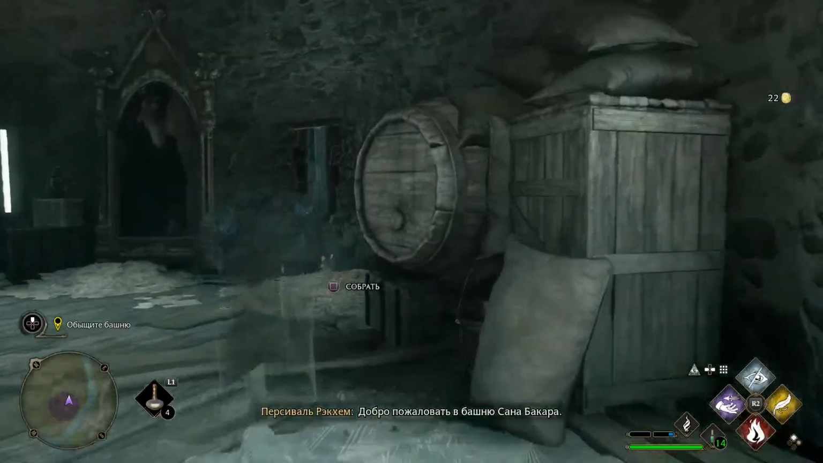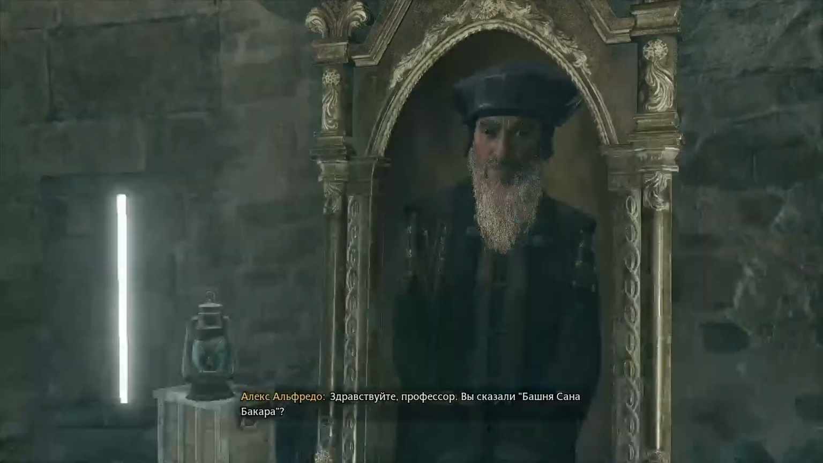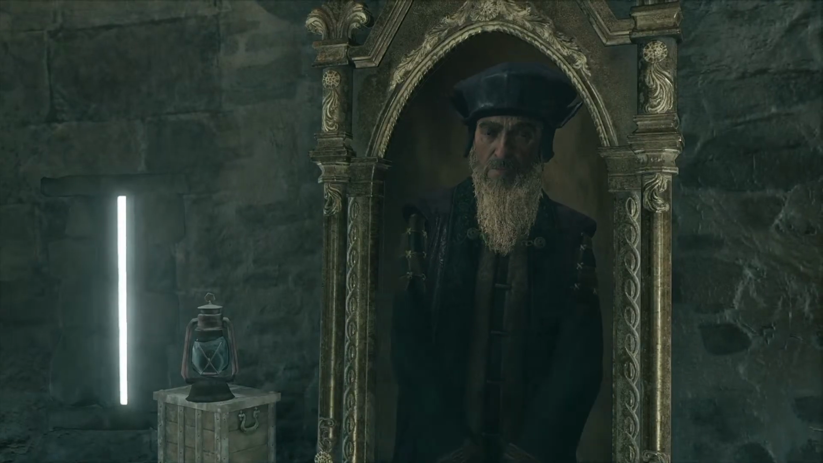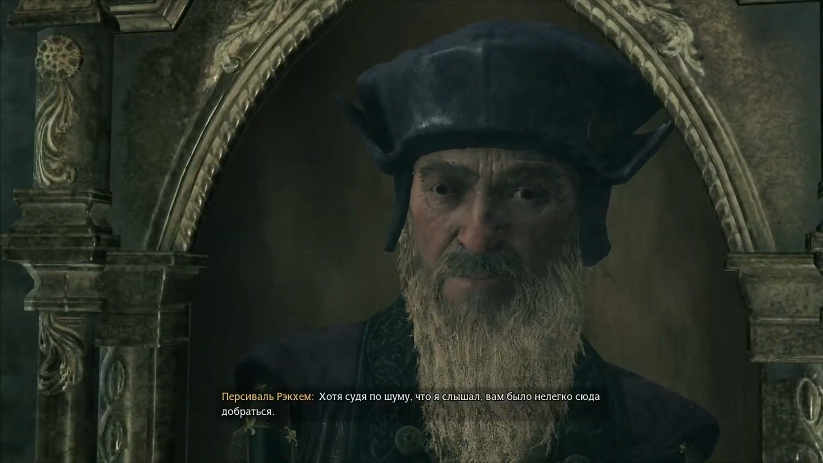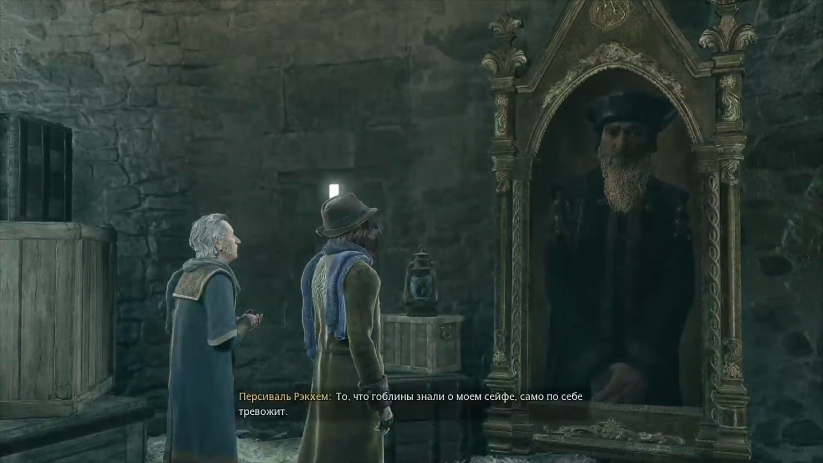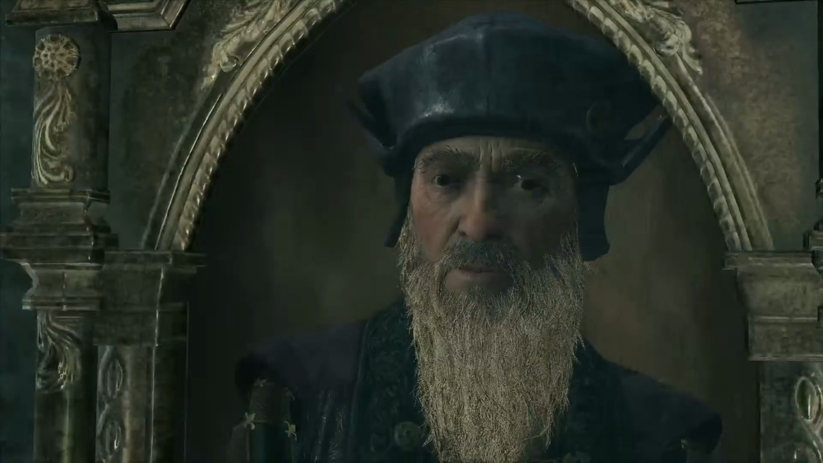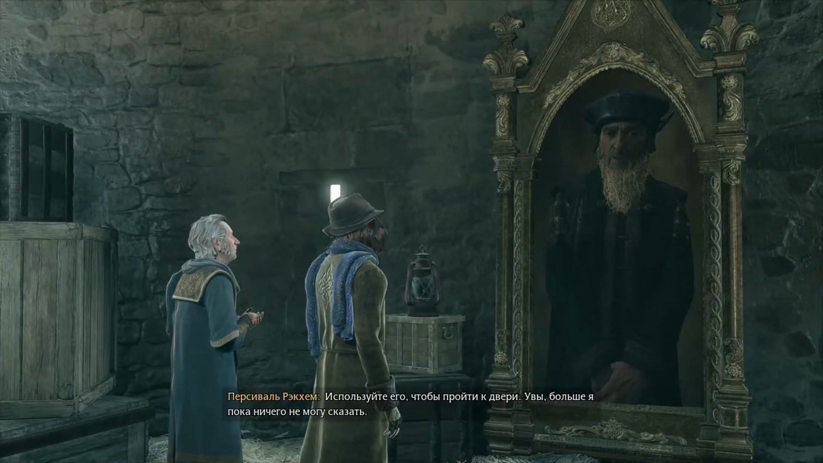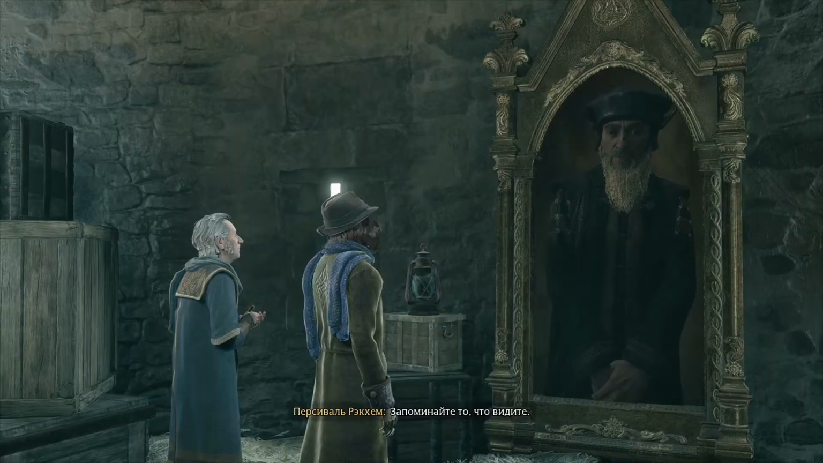Welcome to Sambakar's Tower. Hello, Professor. Did you say Sambakar's Tower? I did. Professor Bakar is a keeper you have yet to encounter. I'm glad to see that I was correct. We did not, Professor. That goblin... But if they have also made a connection to this tower, downstairs near the entry, a reservoir... Command it to access a doorway. As Professor Fig cannot join you, he and I... Remember what you see.